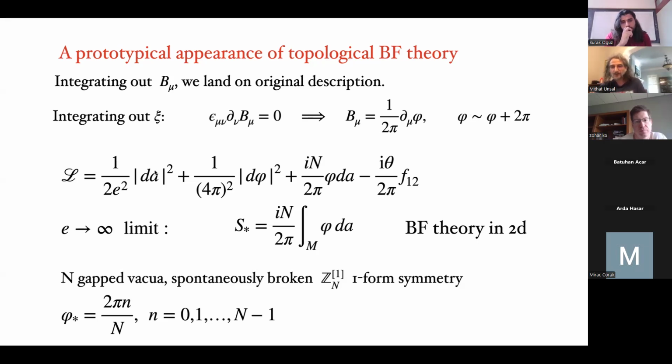Then inserting back into the action, you see that there is a gauge kinetic term, the Maxwell term, a kinetic term for the compact scalar, this is the BF term, and this is the theta angle. You can set this to 0. If you take the coupling to infinity, the gauge kinetic term dies, and you can use the equations of motion of A to show that essentially phi is frozen. That means you can forget about the kinetic term in that limit. I am also setting theta to 0. In that limit, the theory reduces to this BF theory. This BF theory has n gapped vacua with spontaneously broken one-form symmetry, and these are the vacua.